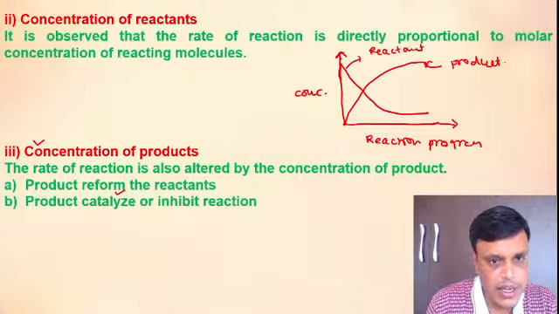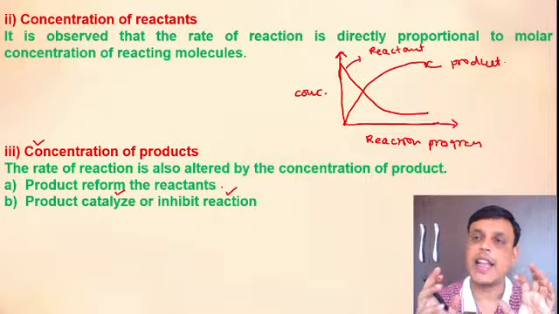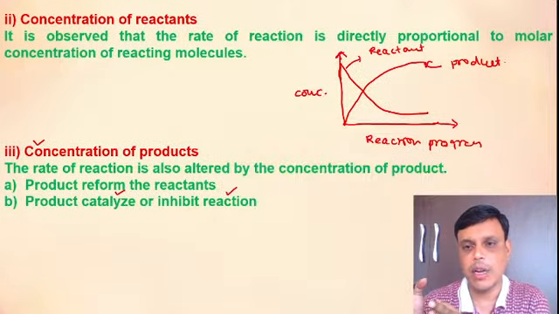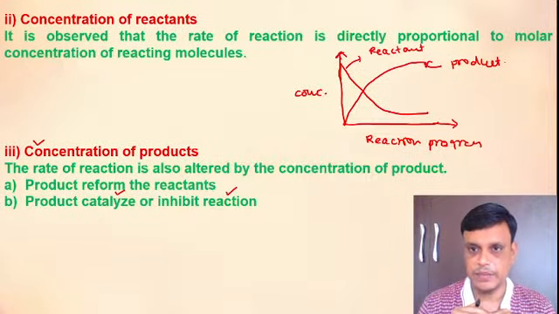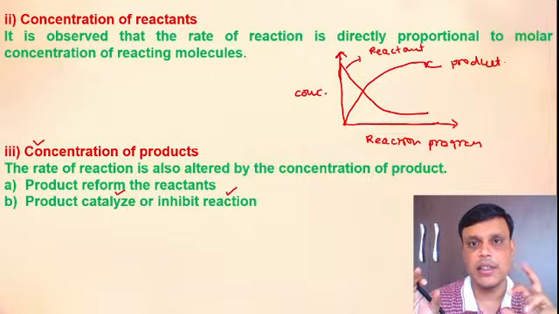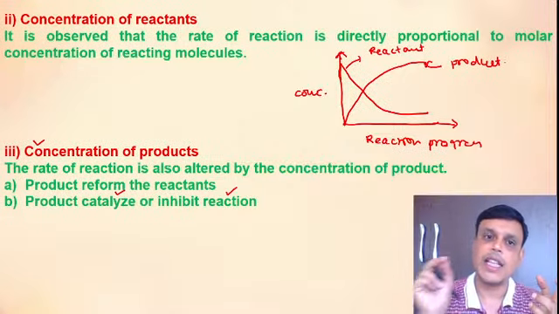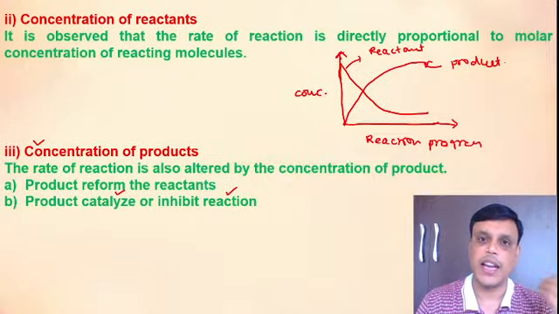Then the second case, product catalyzes or inhibits the reaction. There are some products that act as a catalyst. After forming that product, that product also acts as a catalyst and the rate of reaction increases rapidly. Such reactions are called autocatalyzed reactions. Autocatalyzed reaction means in these reactions, the product formed is acting as a catalyst and the rate of reaction increases rapidly.